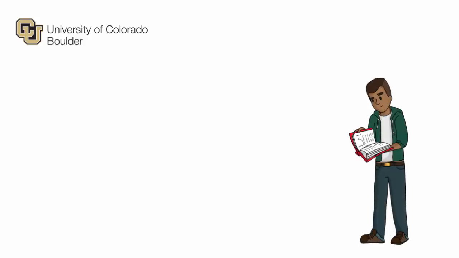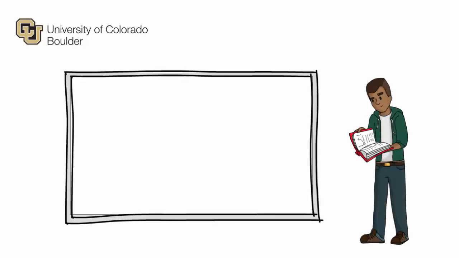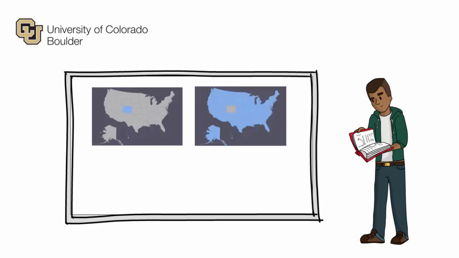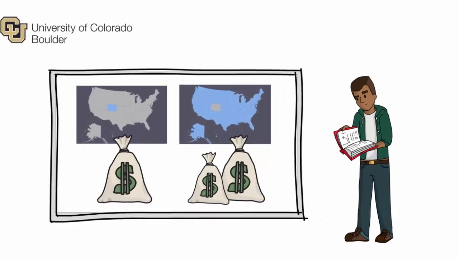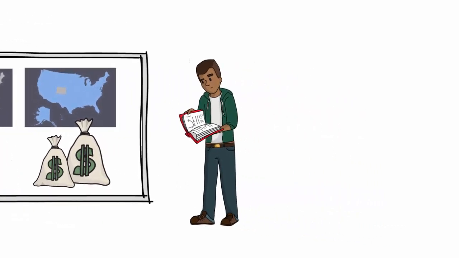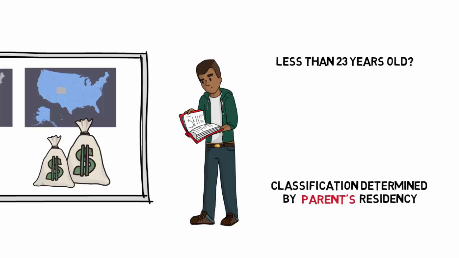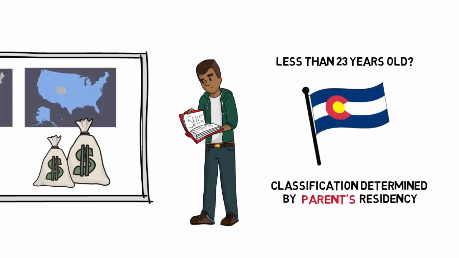Each student at CU Boulder is classified as either a Colorado resident or a non-resident. Residents are charged the in-state tuition rate, and non-residents pay the out-of-state rate. If you are the parent or legal guardian of an undergraduate student who will be less than 23 years old when the term begins, then your information is what's used to determine residency.